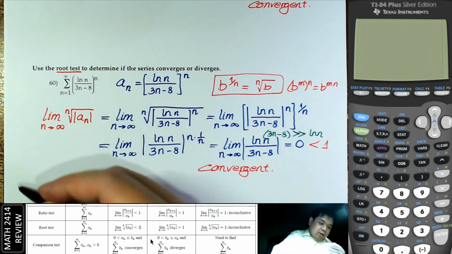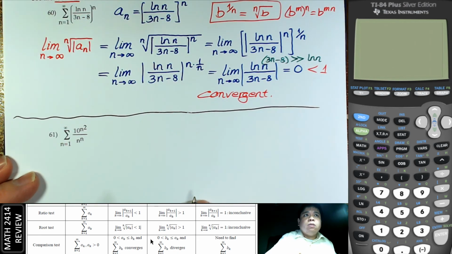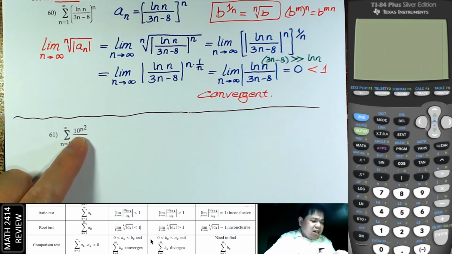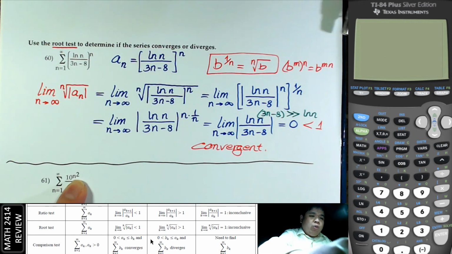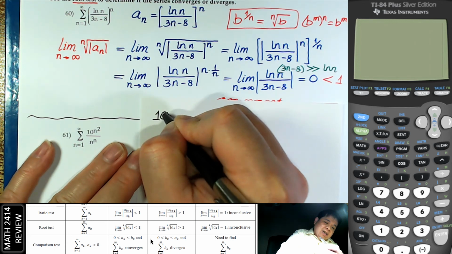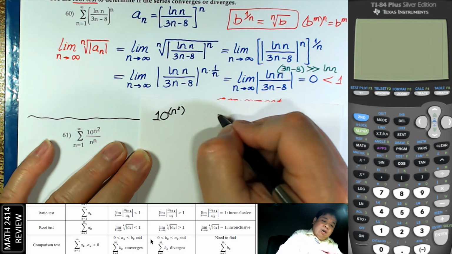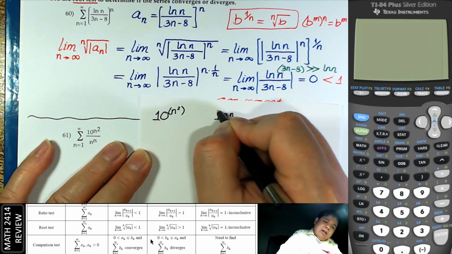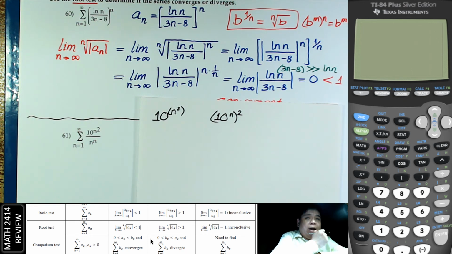Right, next we have this one. Well, is that 10 to the n and then square, or 10 to n square? Bottom line is, which one are we looking at? Is 10 to the n square a power, or do we have 10 to the n and then square? Actually, we'll just do both.